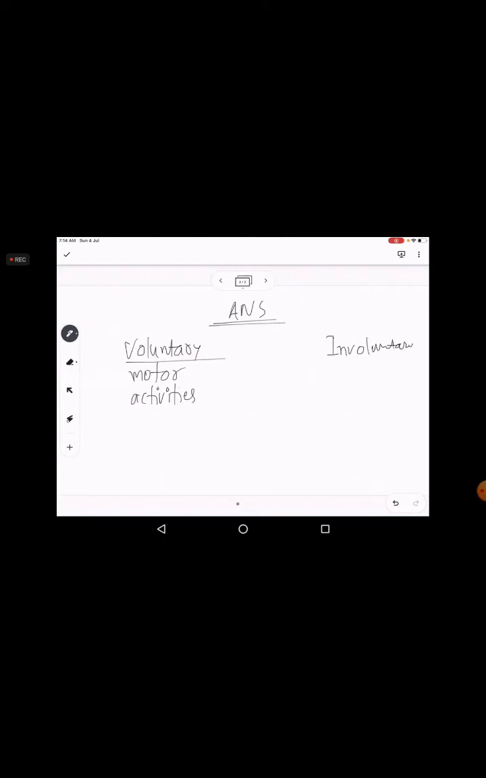Involuntary motor activities. So we have got two kinds of motor activities. Motor means movement. If some parts of your body are moving in your activities, suppose I'm writing on a screen right now, my hands and fingers are moving. That is again my motor activity. And motor activities can be voluntary or involuntary.